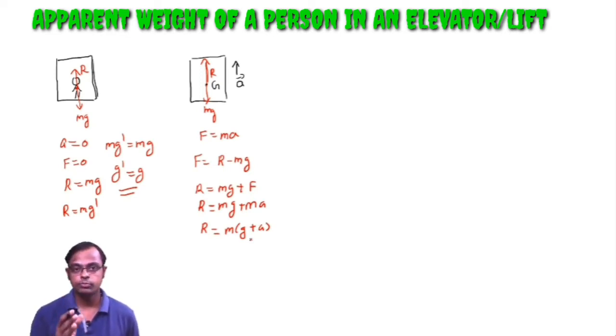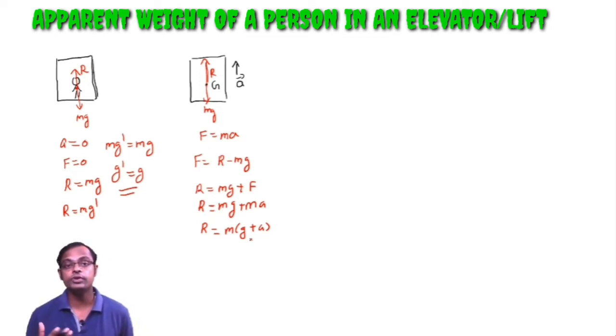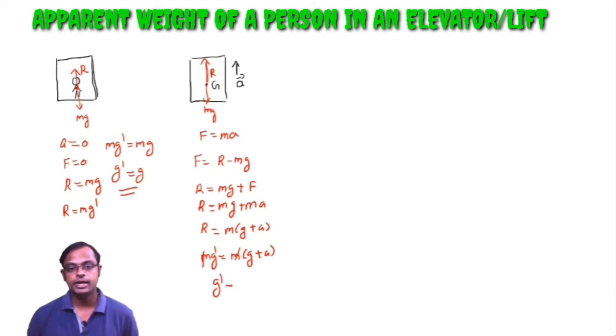So what we are proving here is that the person feels more weight, comparatively, than when the lift was stationary. R is the apparent weight, right? So we can write mg dash is equal to m into (g plus a). So what is g dash here? M cancels. So we can write g dash is equal to g plus a.